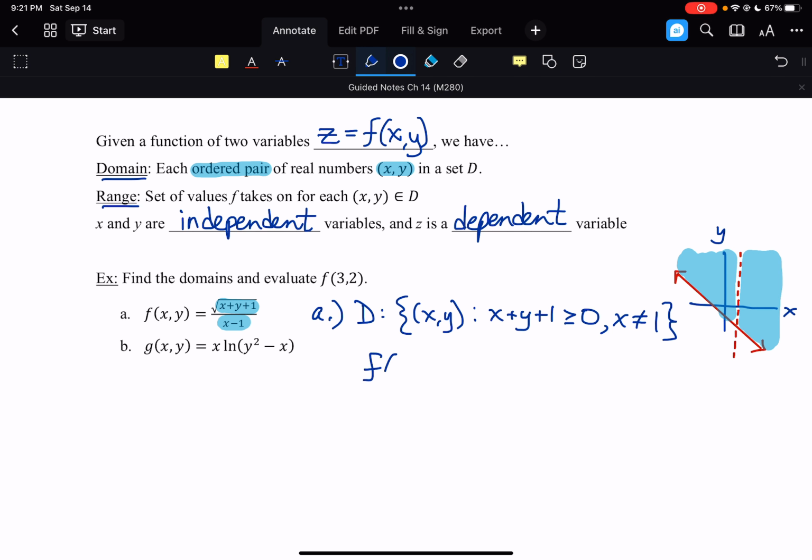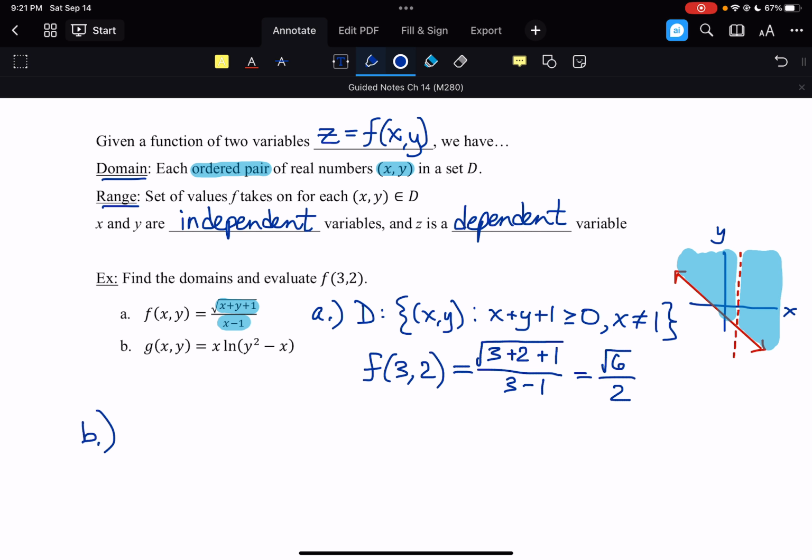Then when it comes to finding the function value, f of 3, 2, we handle the substitution of values the same way that we do for functions of one variable. We just sub in the appropriate value in the appropriate places. So we get the square root of 3 plus 2 plus 1 over 3 minus 1. So that's the square root of 6 over 2. So that would be the function's output. That would be the z value, if you will, right, or the f of 3, 2 value.